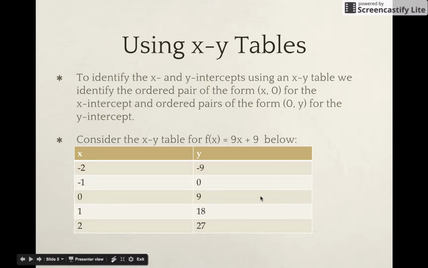It should be noted that from some of our previous presentations, we would know that 9 is the y value of the y-intercept because of this 9 in the equation. Remember that our linear functions follow the form mx plus b, where b is the y-intercept.